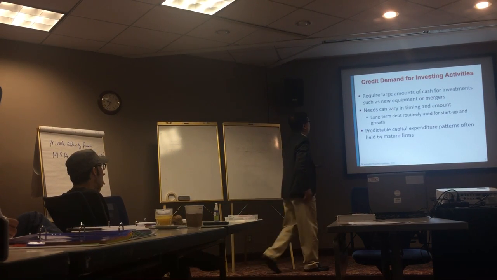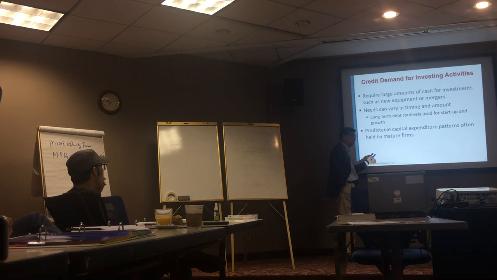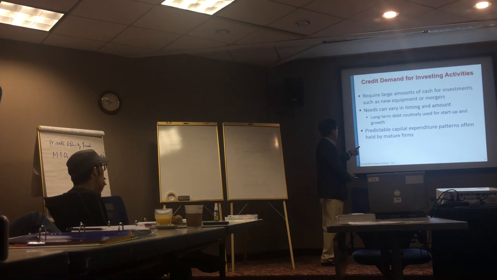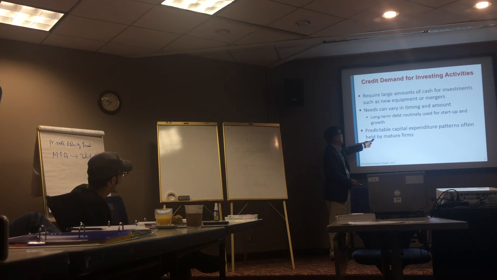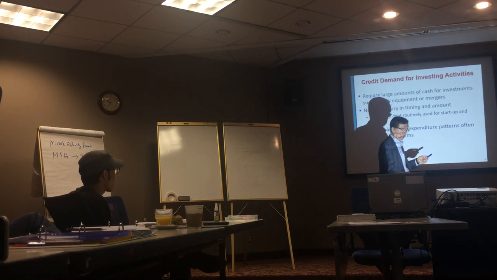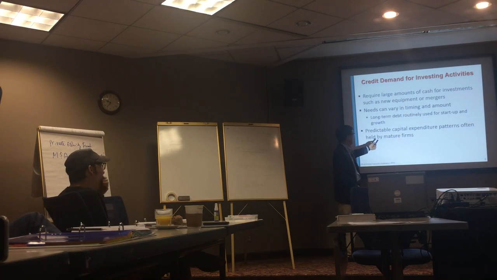So there are many different ways of structuring your debt between lenders and debtors, and we will go over that. A predictable capital expenditure pattern is often found in a mature firm. If you've been around 100 years, I heard there are 12, 13 firms in the United States that are older than 100 years.